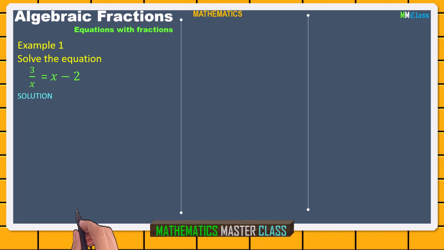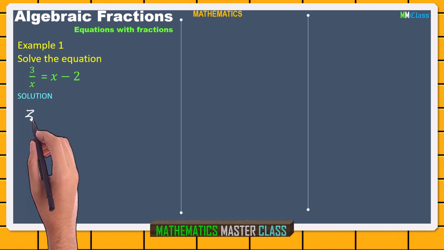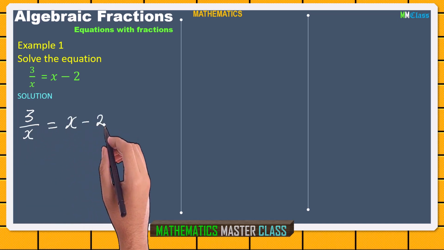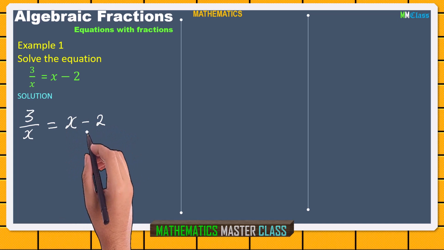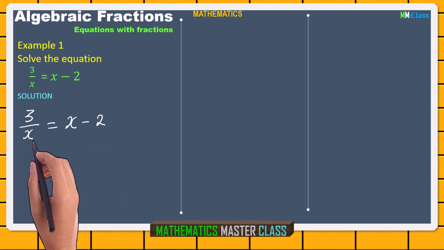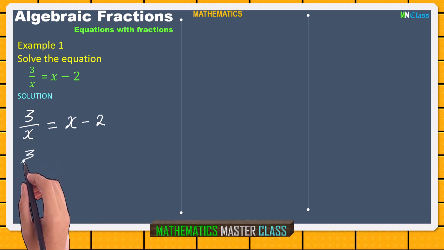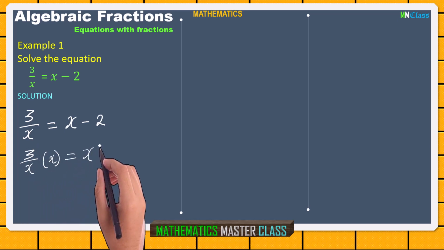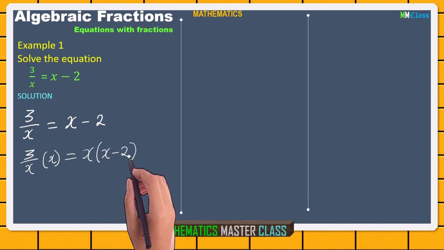Let's start with example 1. 3 over x equals x minus 2. Solution. So we have 3 over x is equal to x minus 2. The first step is to clear the fraction 3 over x. So we are going to use the denominator of 3 over x, which is x, to clear the fraction. So this will become 3 over x times x equals x times x minus 2.